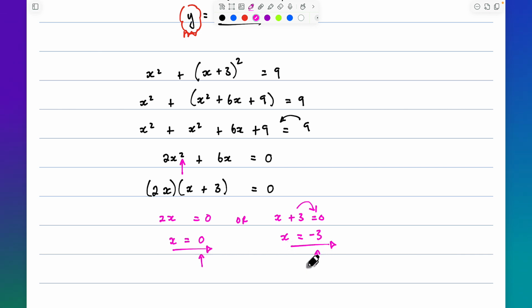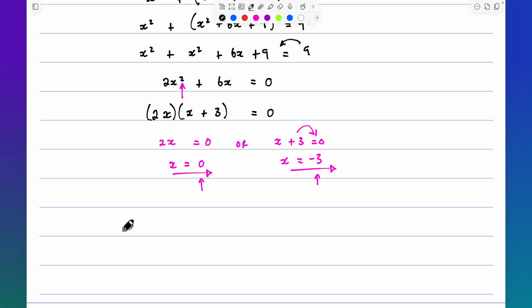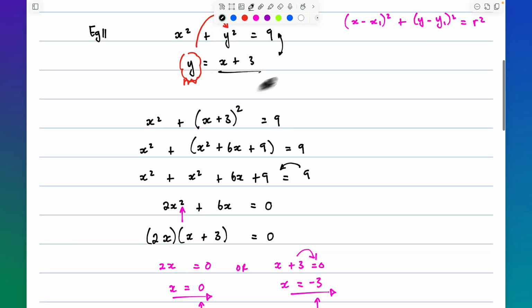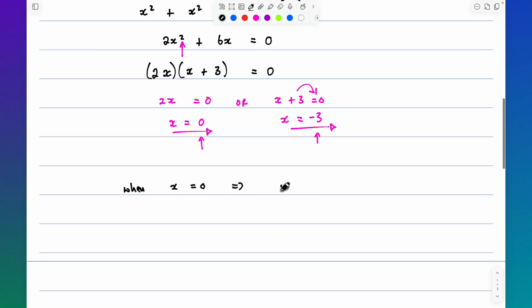But you need to be careful with coordinate geometry because the language is important. If you're asked for coordinates, it means both x and y, right? So it's not enough for us just to solve the x value. We need to solve for the y value, all right? So we now need to say, okay, back to our expression. When x is equal to 0, what's the y term, right? Let's do this. Your y expression, which is this one, was x plus 3, right? Y is equal to x plus 3, which means when x is equal to 0, your y becomes 0 plus 3. Therefore, your y is equal to positive 3.